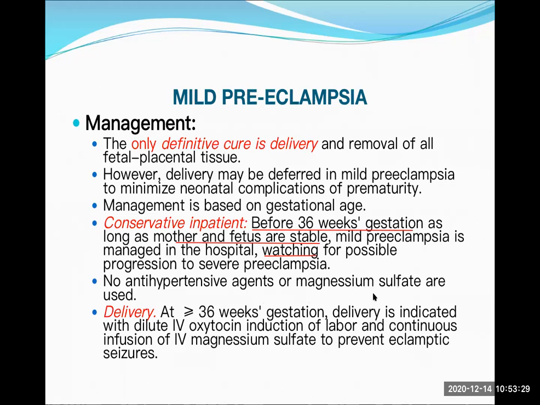No anti-hypertensive agent or magnesium sulfate are used during this time. Just wait and watch because blood pressure is not that severely high. And after 36 weeks of gestation, we can deliver the baby. So that is indicated with dilute IV oxytocin induction of labor and continuous infusion of magnesium sulfate to prevent the eclamptic seizure. Now, magnesium sulfate is an important drug in this situation, but oxytocin is used to induce the labor. So these are two different types of medicine.